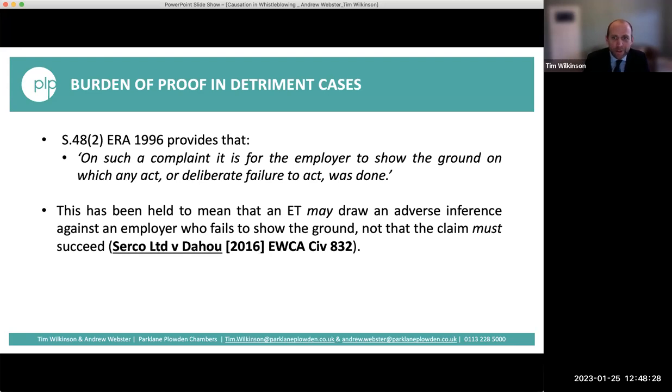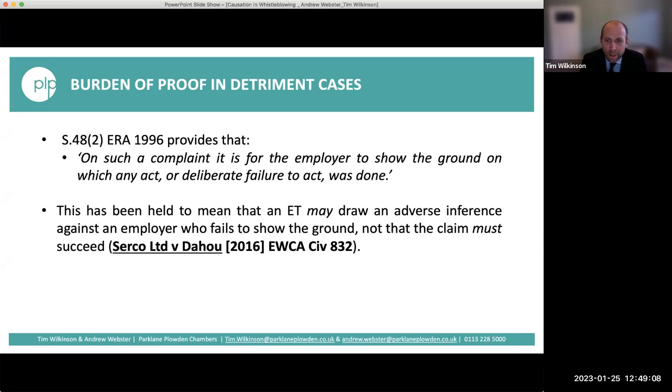But what if the employer doesn't show that ground as is required in Section 48(2)? Well, then the tribunal may, as you can see there in the second bullet point, draw an adverse inference against the employer. It's not inevitable, and Serco that I've listed there tells us that. I mentioned Fessett earlier as one to read. Serco's probably another one to read if you've got a case such as this coming up. It was actually to do with trade union activities, but is nevertheless useful in whistleblowing cases.